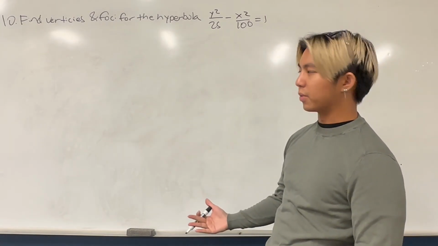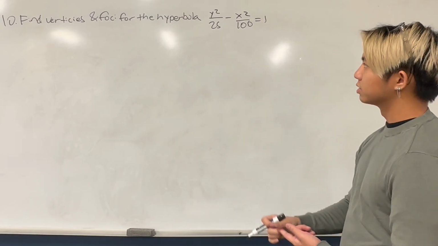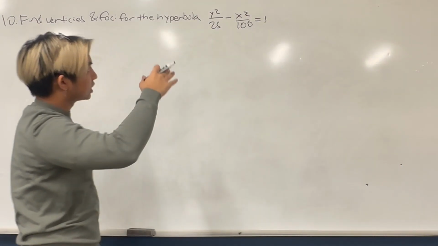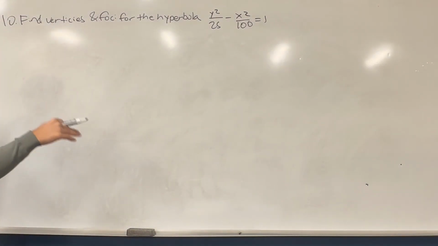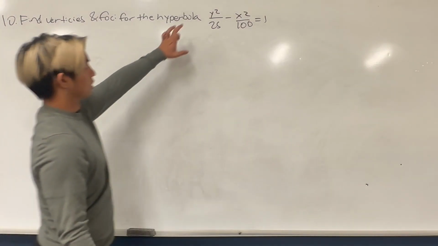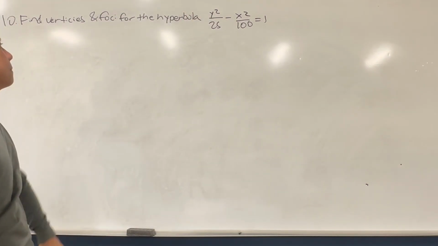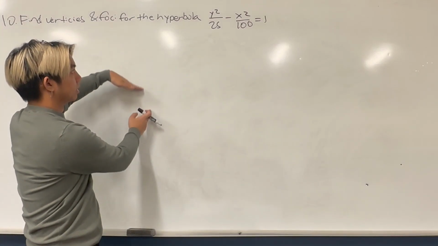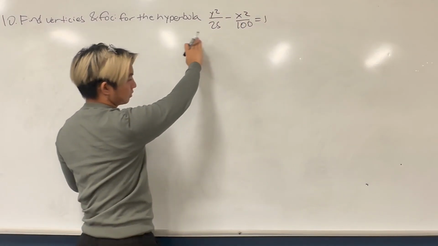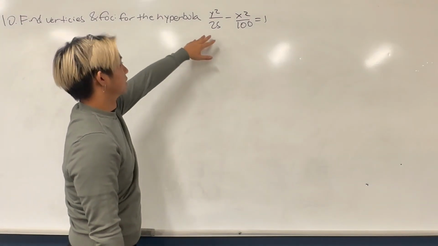So the most important part of this is to identify what kind of hyperbola it is, horizontal or vertical. So the first thing I want to do is look at this: we have y squared over 25 minus x squared over 100 equals 1. If you remember, to determine the hyperbola, we look at the first term. Here we have y squared, and since y squared is positive, this hyperbola is going to be a vertical one. But if it was x squared over 100 minus y squared over 25, since x is in the front, that would be a horizontal one, but it's not. So this is a vertical one.